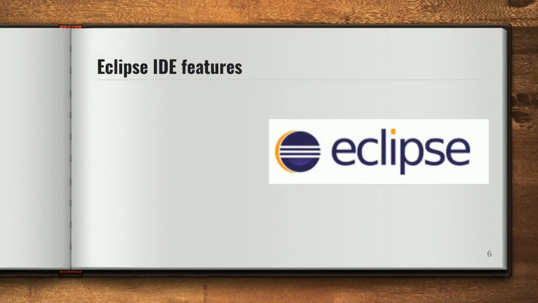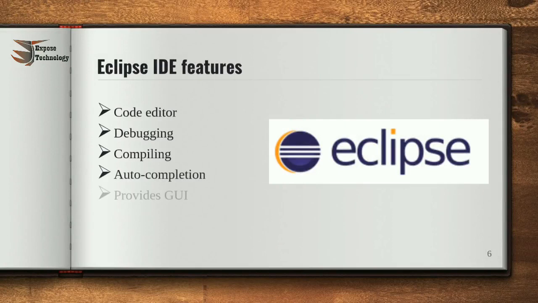Eclipse IDE features. It also provides a code editor, debugging, compiling, auto-completion, and a GUI. Most of all, it's open source. It also provides multi-platform support, which means we can write code in Windows, Linux, and Mac OS using Eclipse IDE.